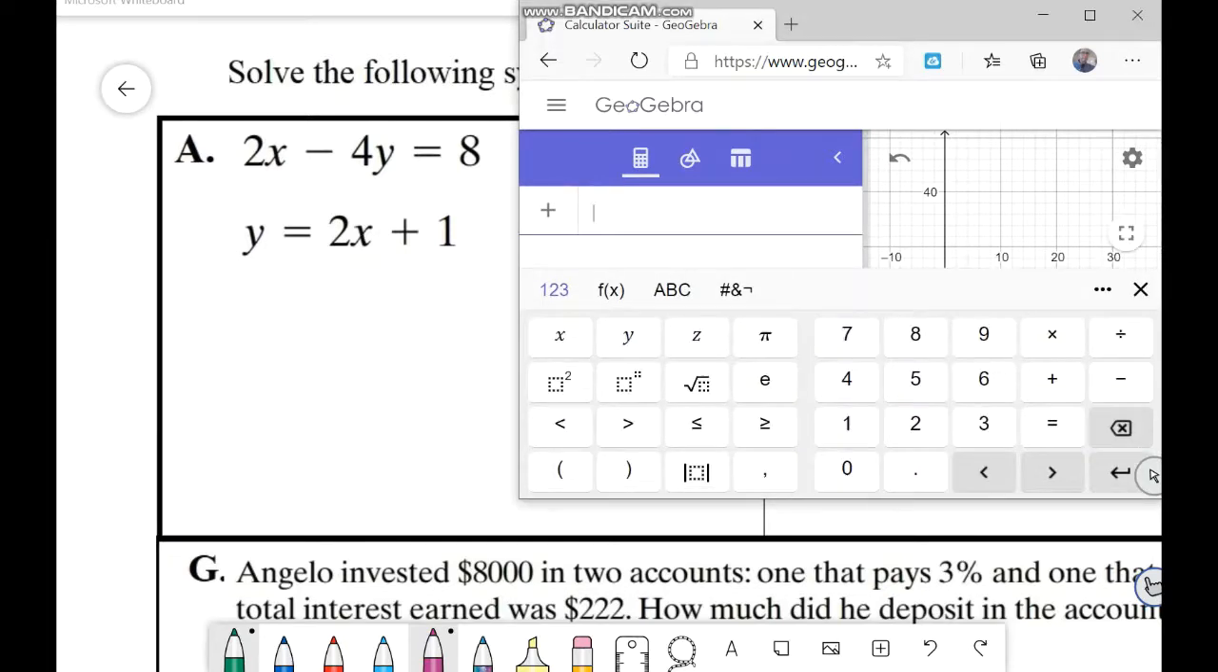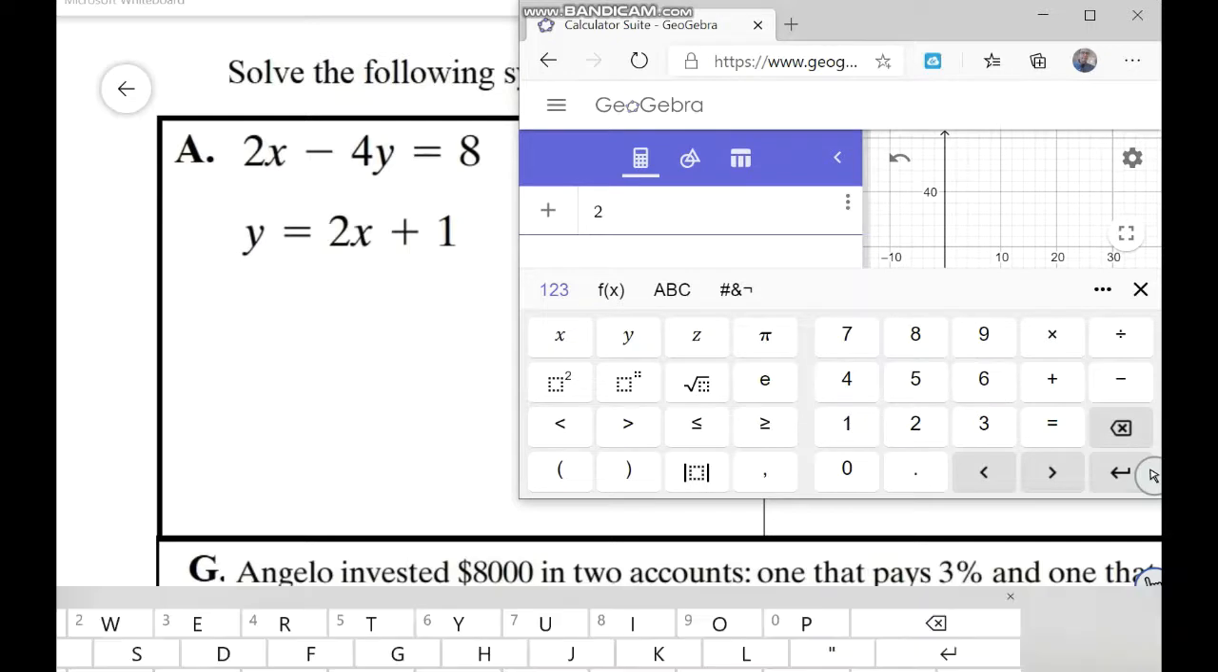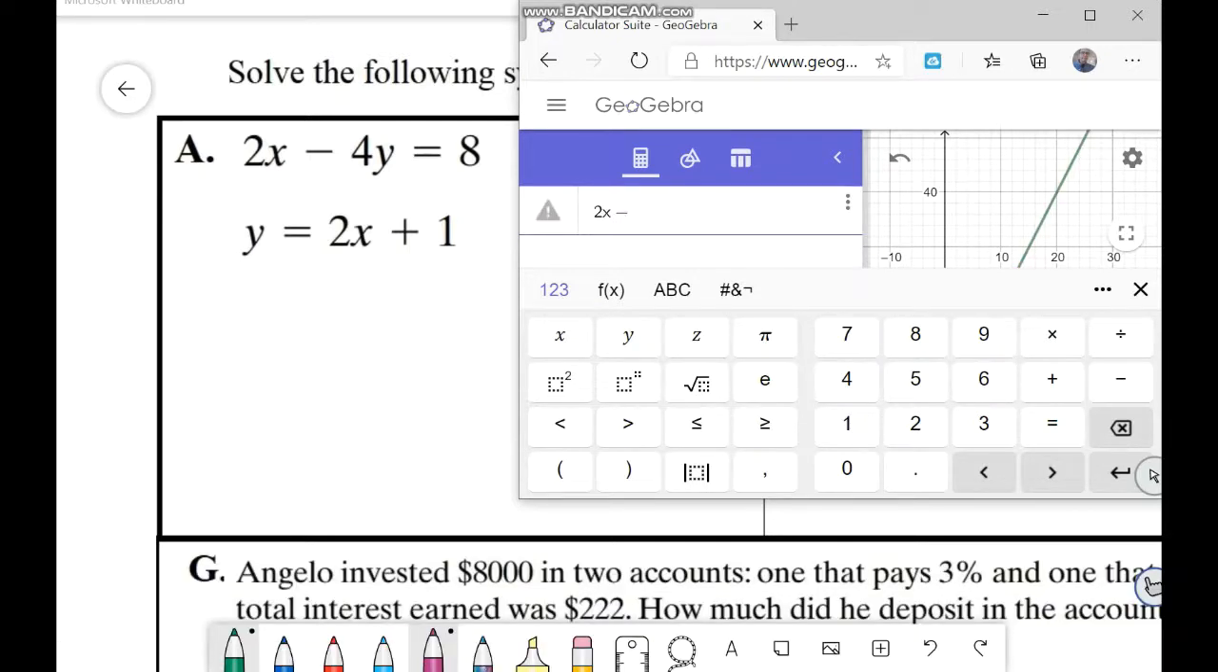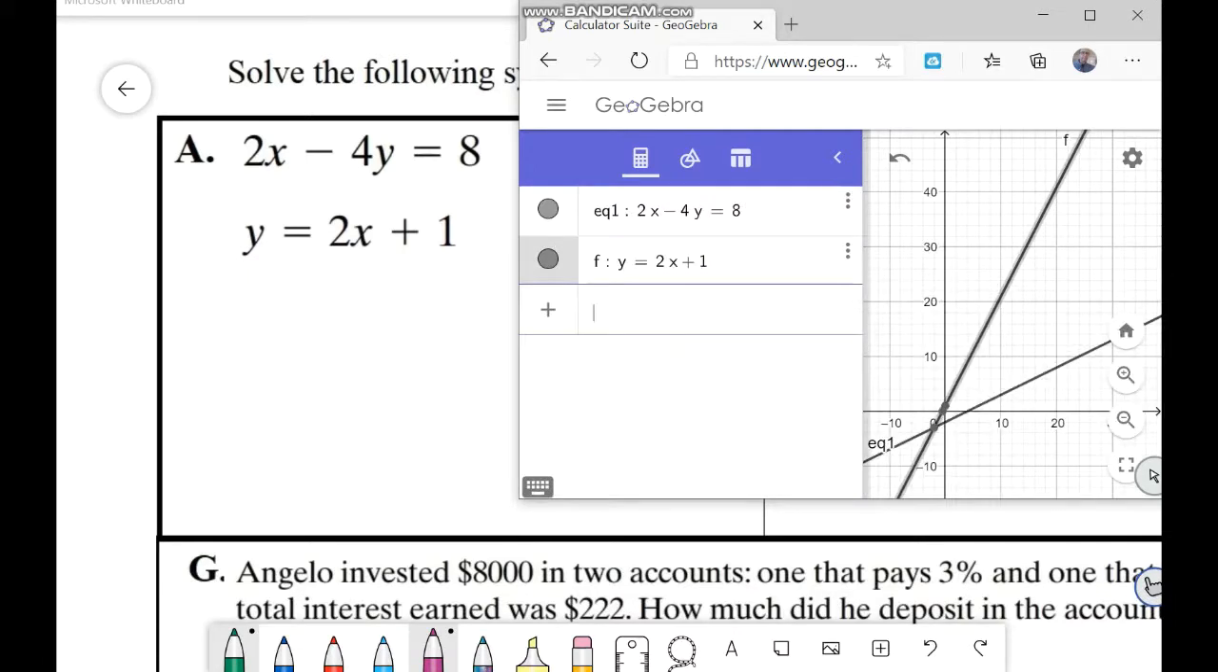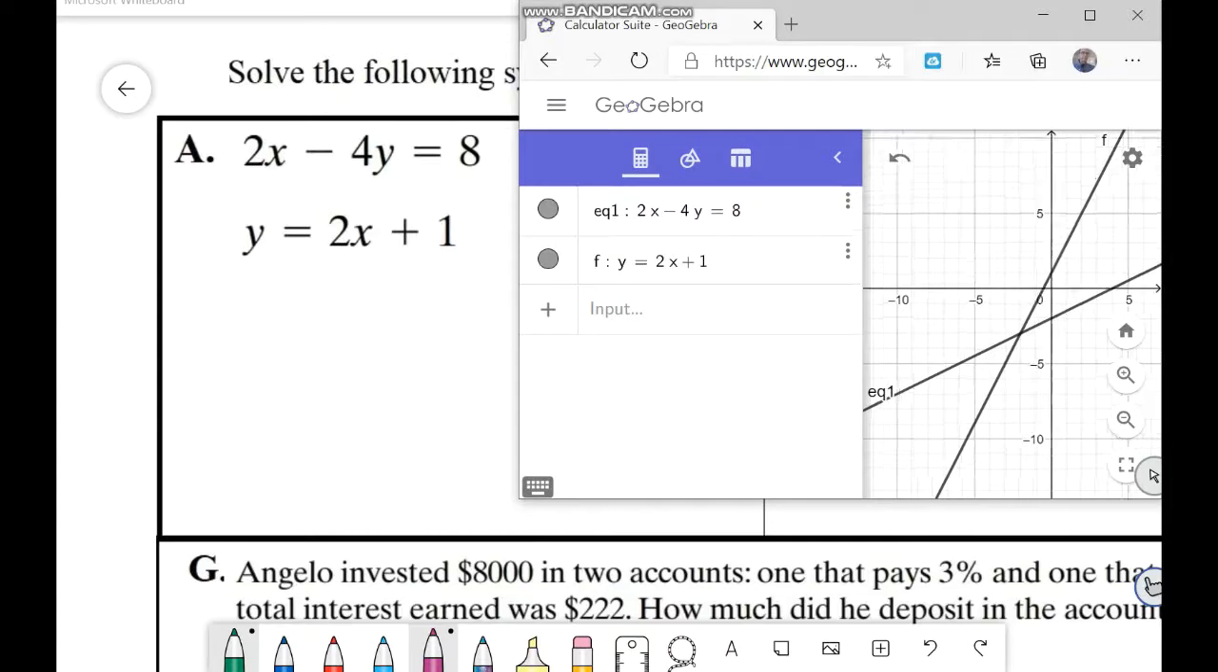You can use the graphing calculator. You just type the equations the way they are. 2x minus 4y equals 8, and enter, and y equals 2x plus 1, enter, and then you have the graphs. Just make sure you type everything right. You have the numbers right, the letters right, the signs, and then move to the graph and check the intersection. The intersection, this one. This is going to be the answer. X equals -2.